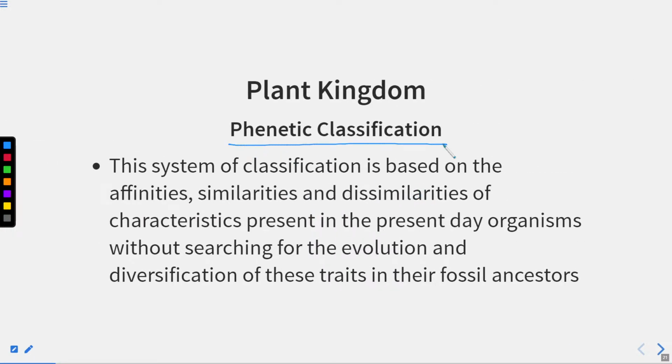Phenetic classification, another type. This system of classification is based on the affinities, similarities, and dissimilarities of the characteristics present in present-day organisms, without searching for the evolution and diversification of these traits in their fossil ancestors. So we are not considering evolution or the fossil ancestors. But yes, we are considering the affinities, similarities, and dissimilarities of the characters present in the organisms that are present today. But we are not searching for the evolution. We are not talking about how this organism has evolved. So that is the phenetic classification.